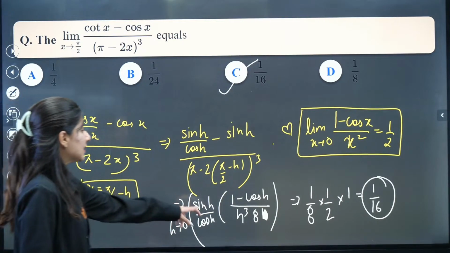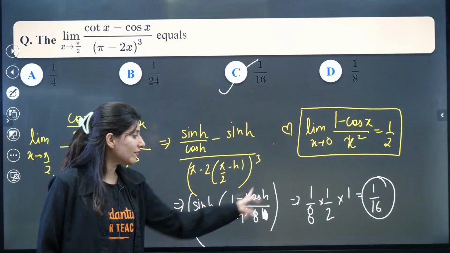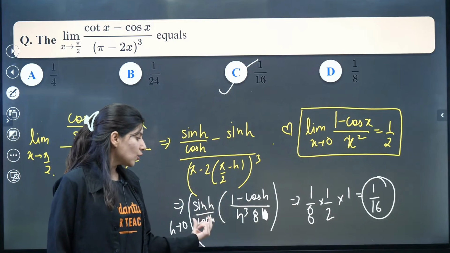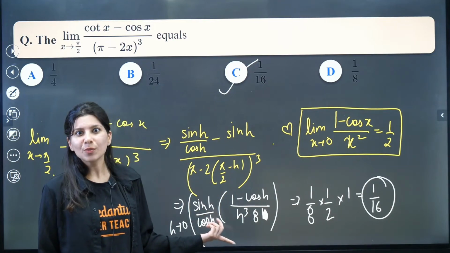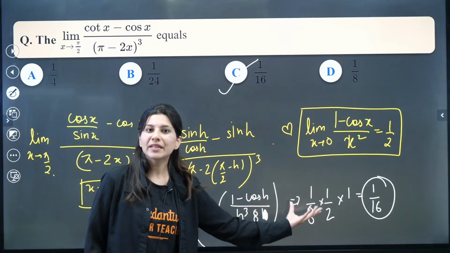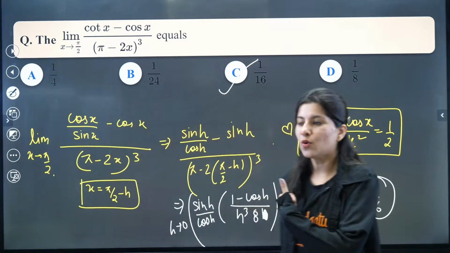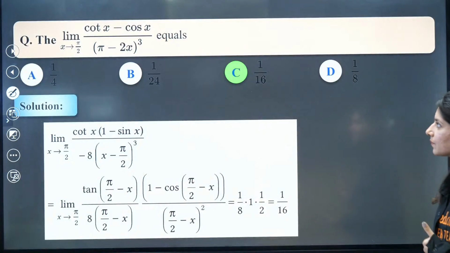All right. So 1 minus cos h upon h square will be half. 1 h will be left out. Sin h upon h is what? 1. Cos 0 will also be 1. So that's why the overall limit is 1 by 16. Is it clear? Please let me know if it is clear or not.